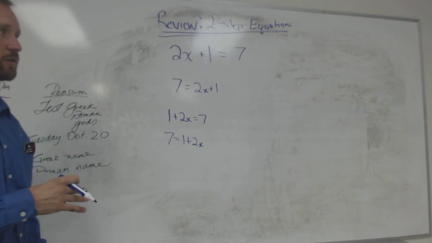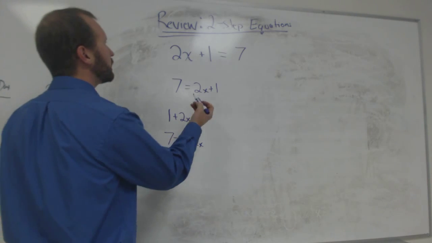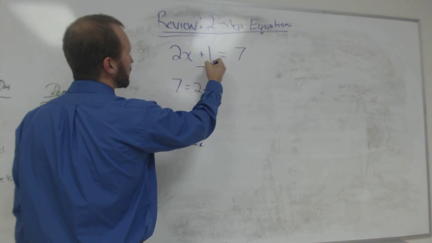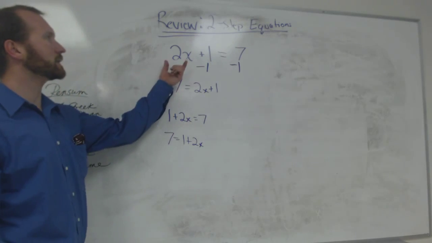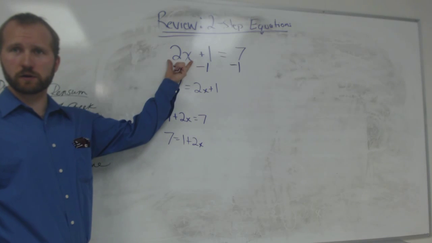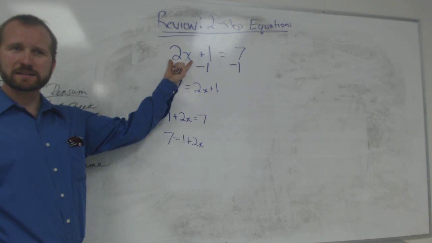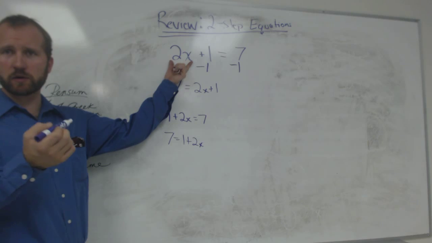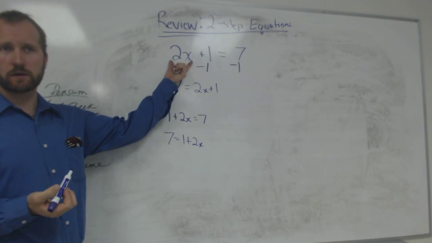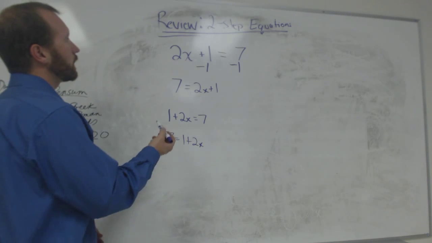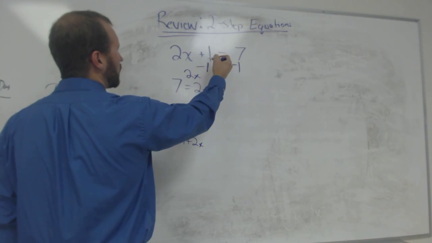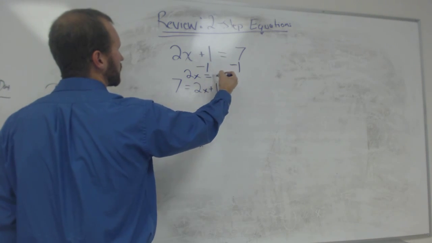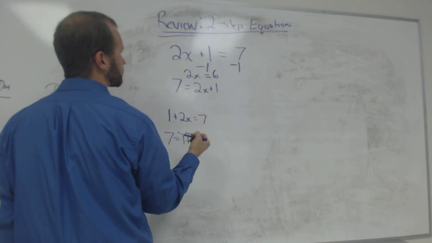So let's do that for this example. The first step is to subtract 1 from both sides of the equation. I'm trying to get this x term alone. Okay? Essentially what I'm doing is reversing my order of operations. So if I subtract 1 here, I get 2x. 1 minus 1 is 0. 7 minus 1 is 6.